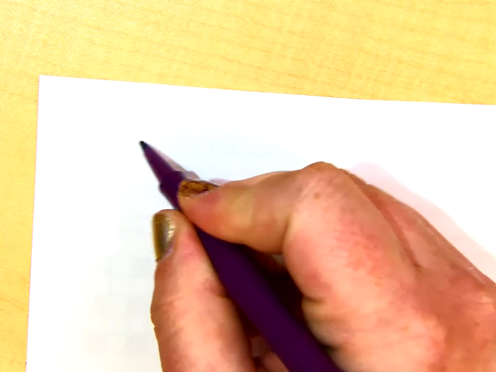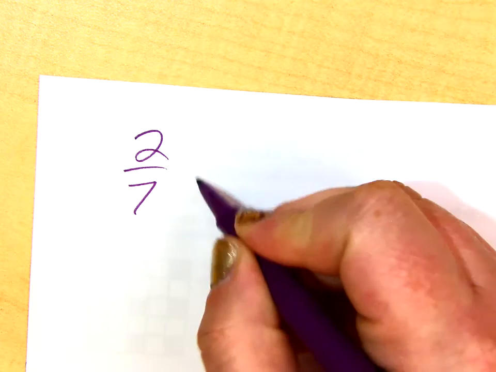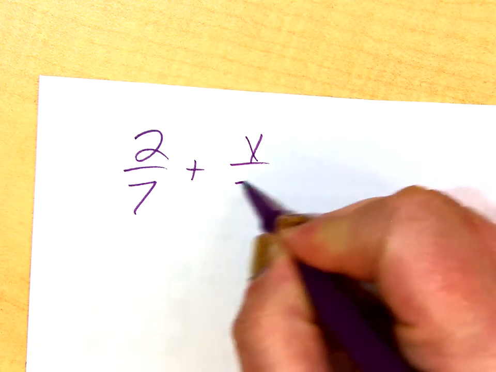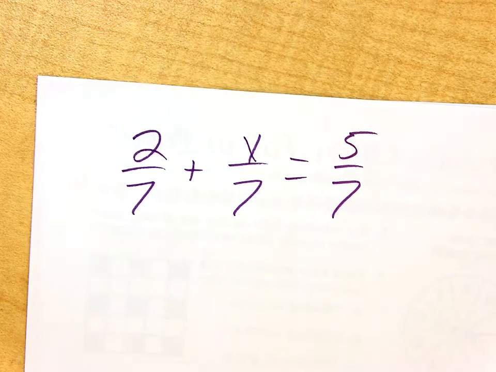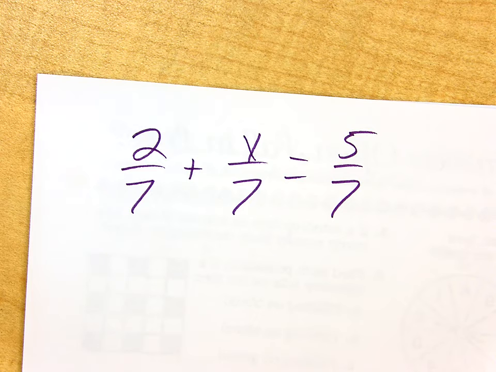Let me ask you this question. If I had, how about 2/7 plus x over 7 equals, I don't know, 5/7. Don't you know the answer to this? It's got to be a 3, right? 2/7 plus how many sevens gets me 5/7? 3/7. 2/7 plus 3/7 would be 5/7. So the number that goes in for x is 3.